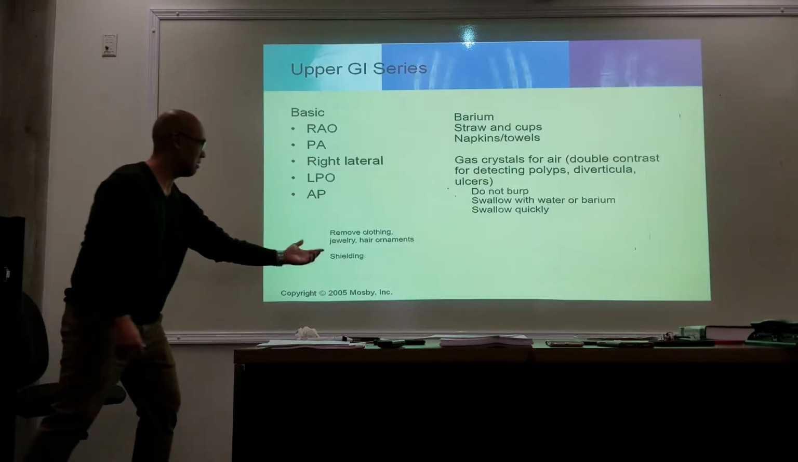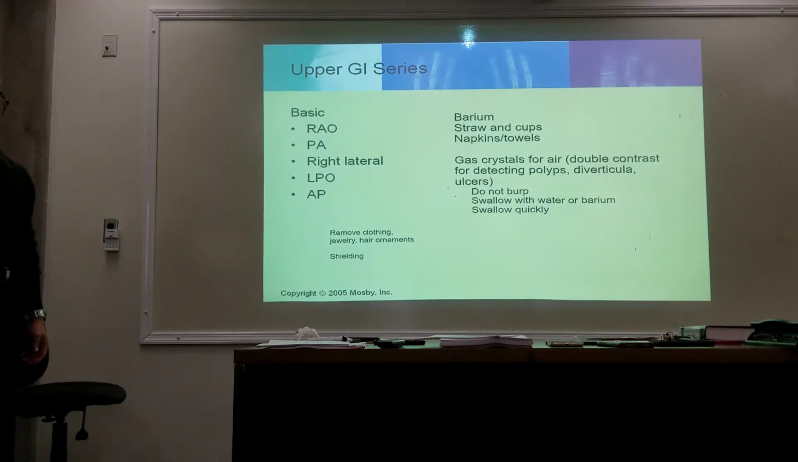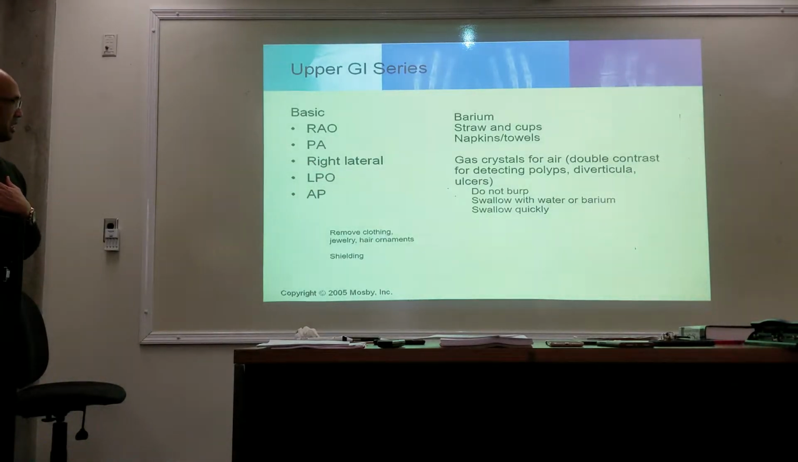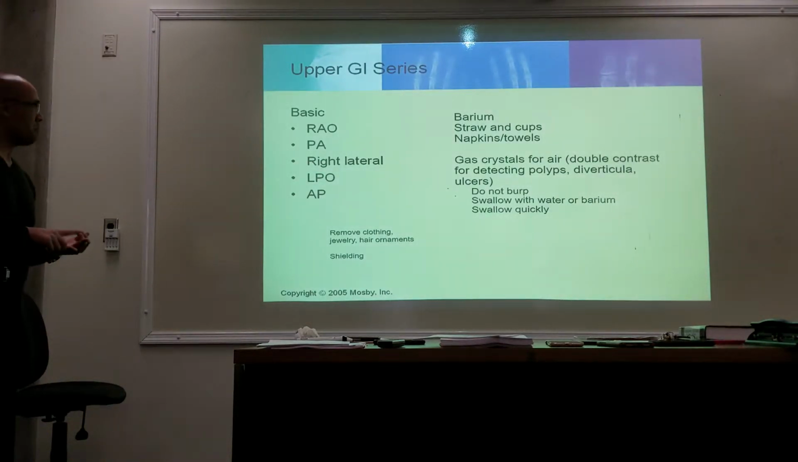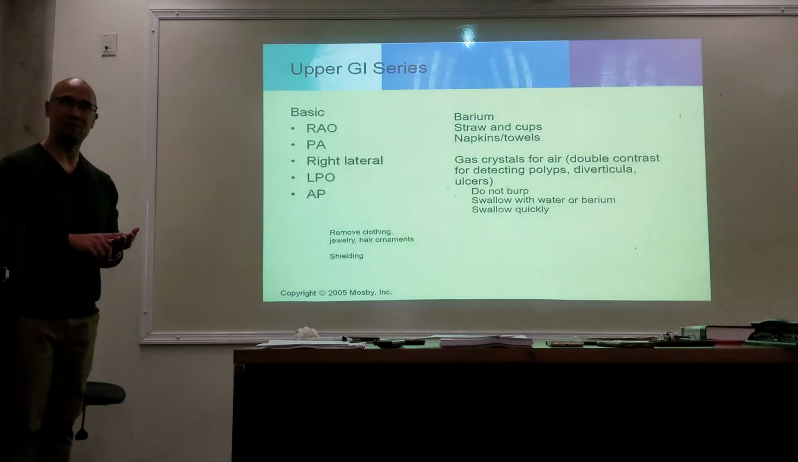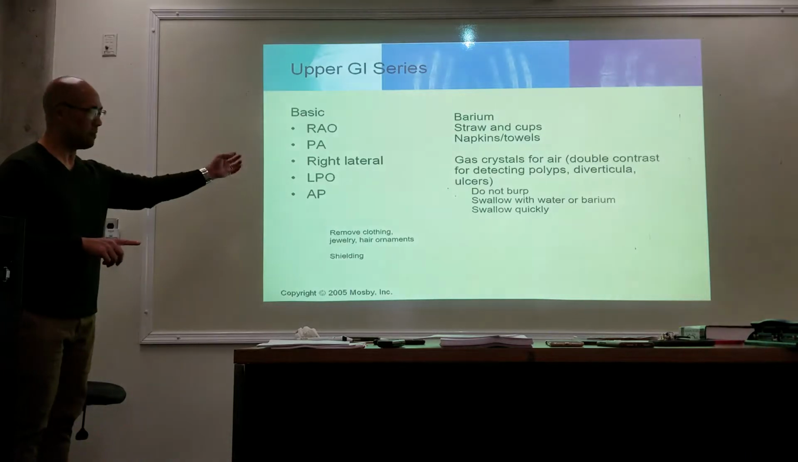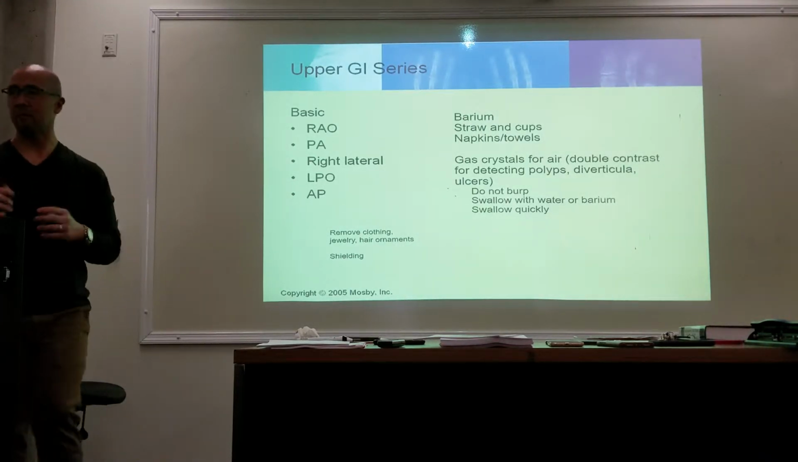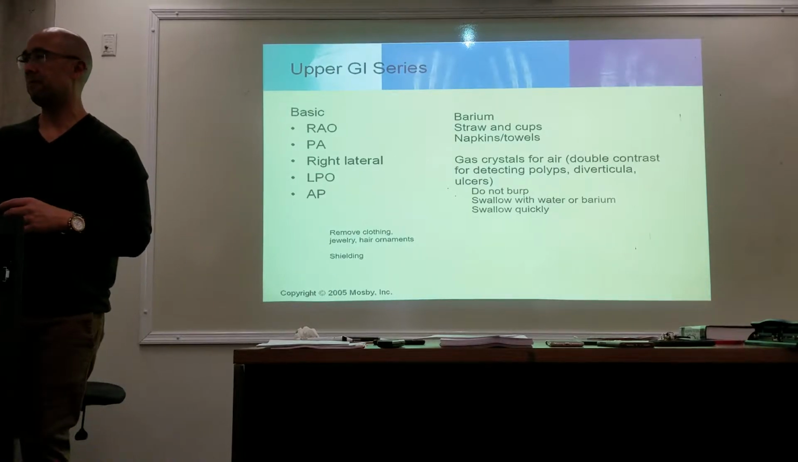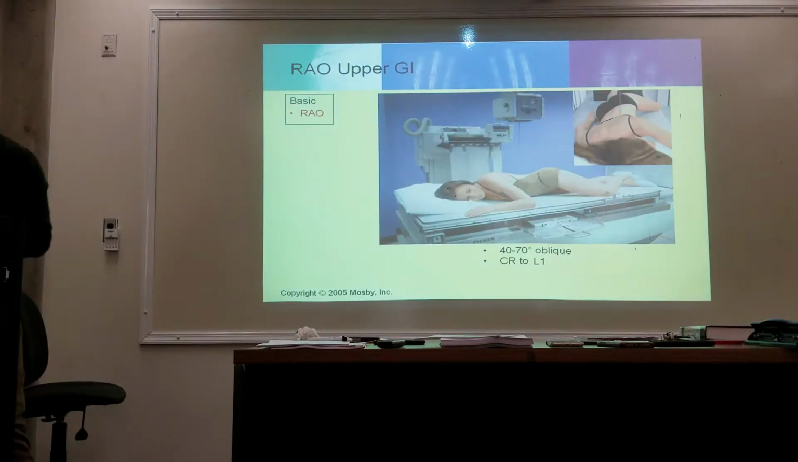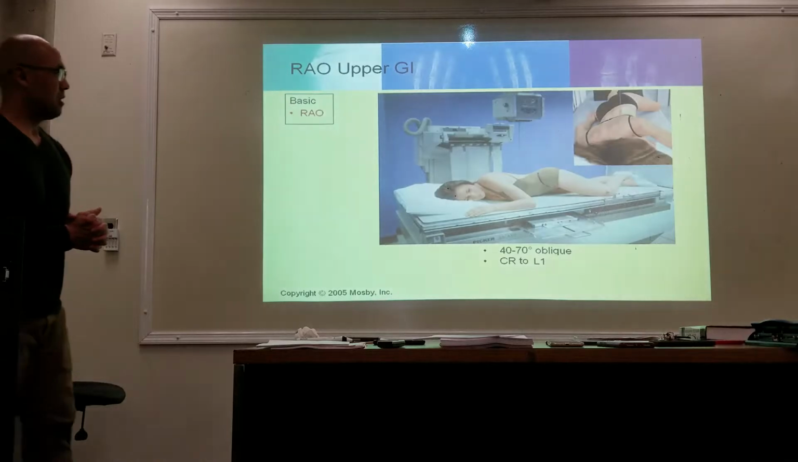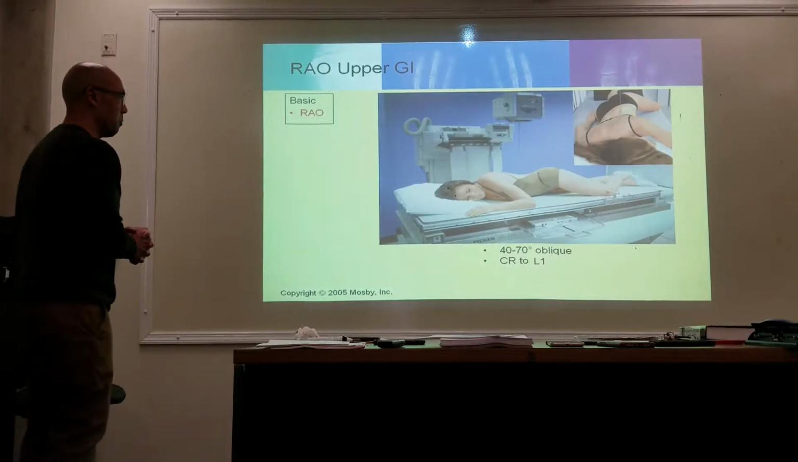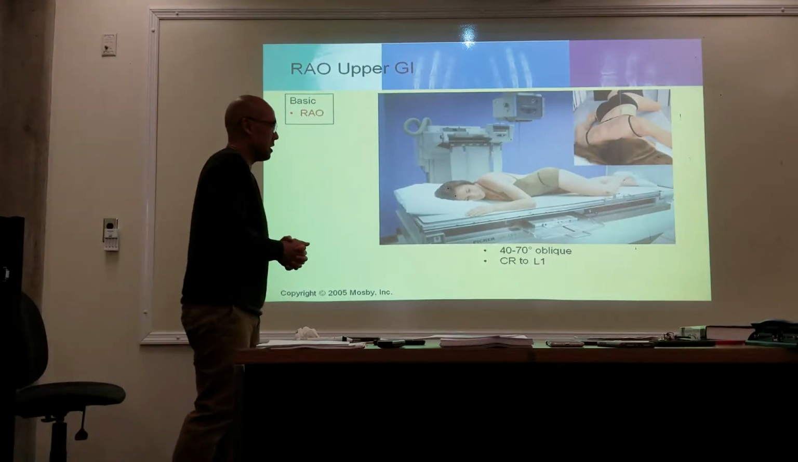Hair ornaments. Shielding. Okay. So these are your basic views for an upper GI. You have RAO, PA, right lateral, LPO, and AP. Do these seem familiar? We covered parts of this in the esophagram. Okay, so almost the same positioning criteria. So the first one here is an RAO. The RAO. So again, we're going to oblique them 40 to 70 degrees obliquity.